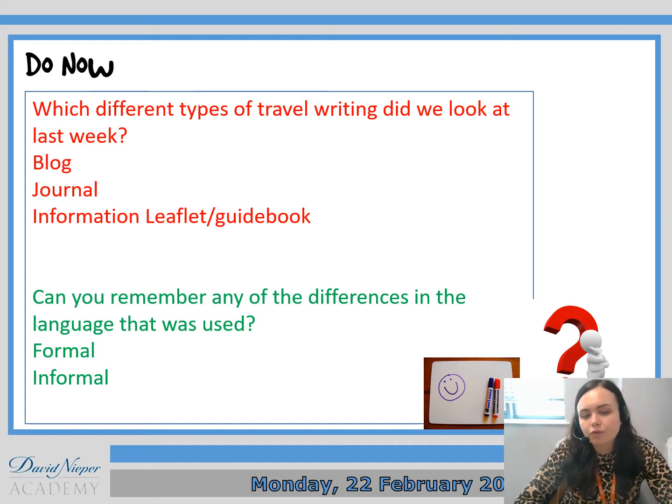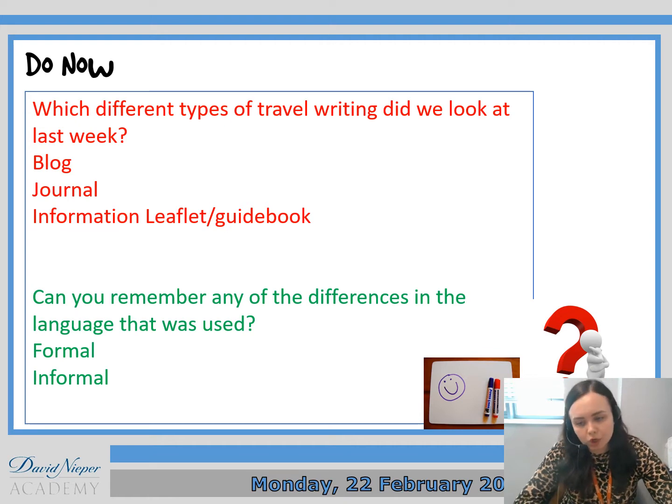And what I'm hoping you remember is that there was a difference in the language they used dependent upon whether they were a formal document or an informal document. So, for example, in the blog, the lady used a lot of slang terms because it was an informal blog. It was a personal experience. It was her personal opinion on London.